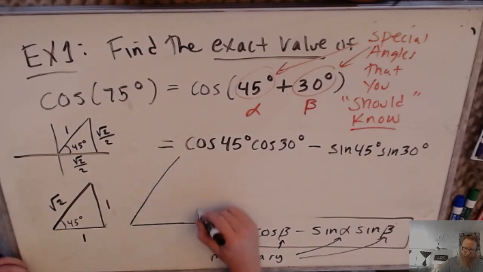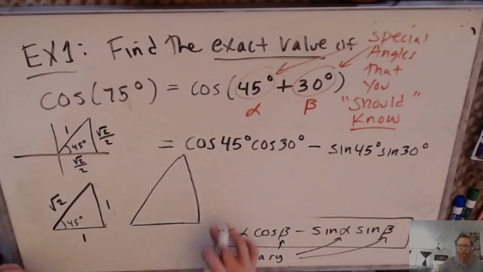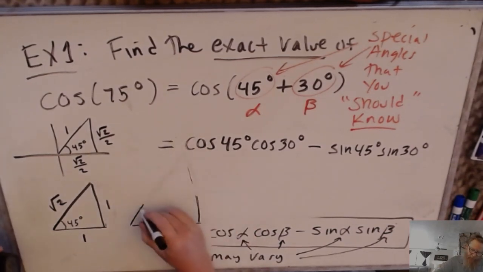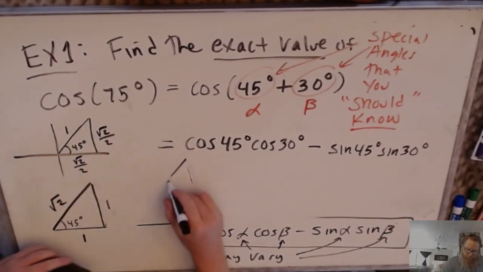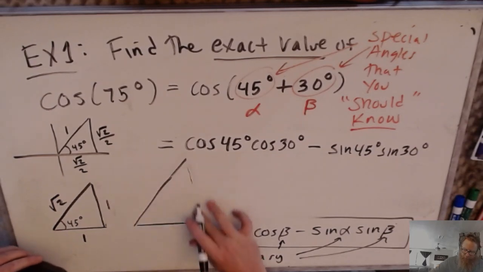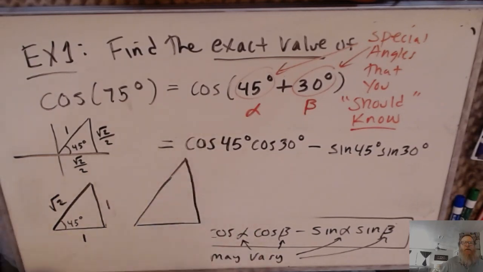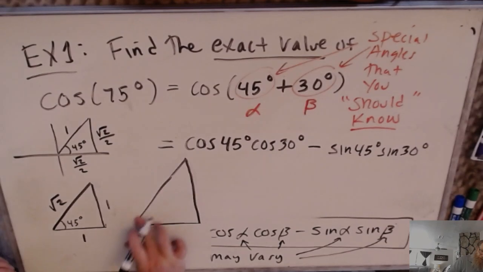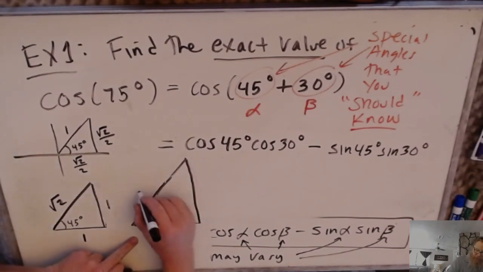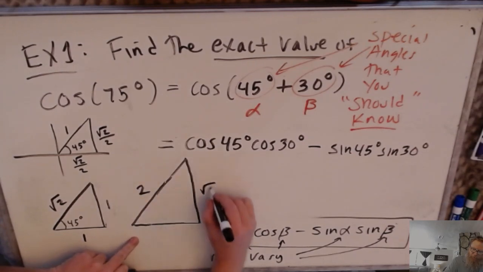Slightly bigger. That's terrible. I'm making it worse. Slightly bigger triangle here. This would be 2, root 2, root 2.